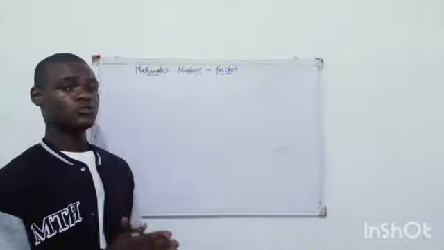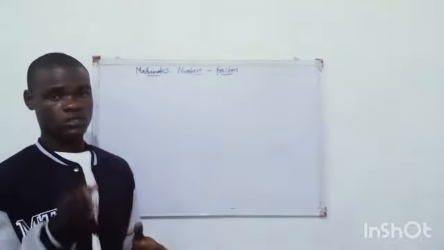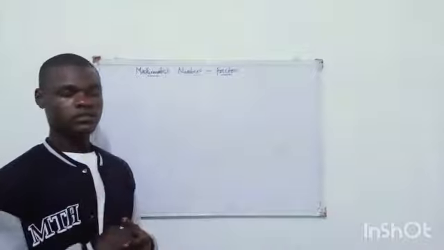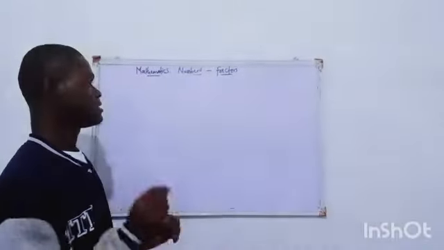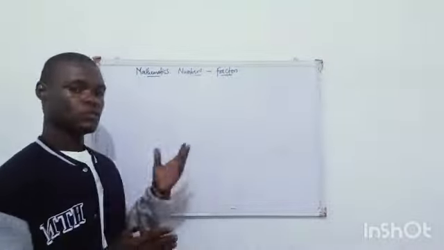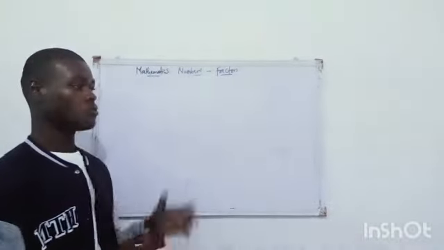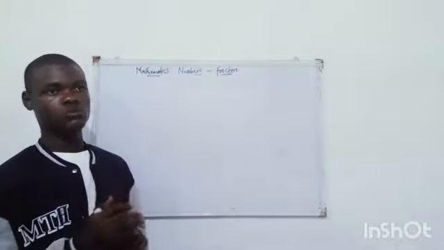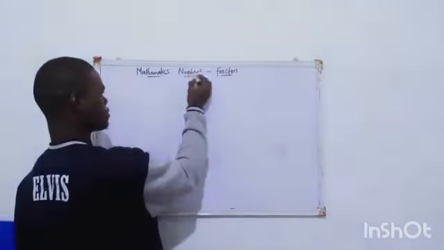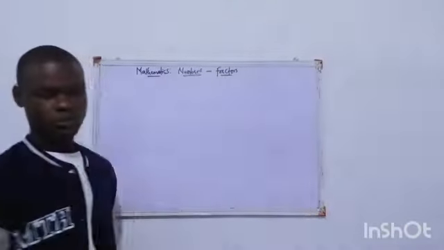If you've not watched that video, please do well to go to it. It's among the playlist for these numbers, so just check around the playlist, you'll find the video for that. The title is Types of Numbers. Okay, so if you have watched that video, you can understand what we're going to be doing here today. But if you've not watched that video, please do well to watch it. Alright? So today we're going to be dealing with factors, okay, which is also part of numbers.